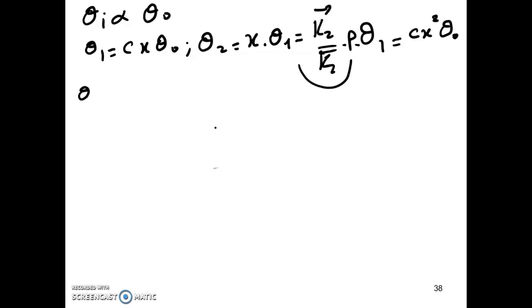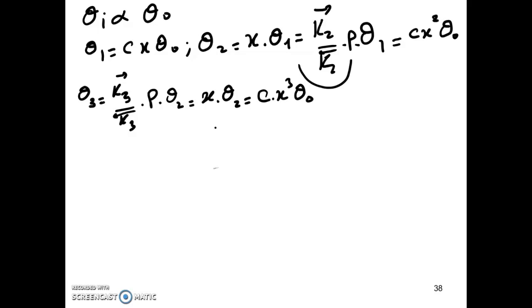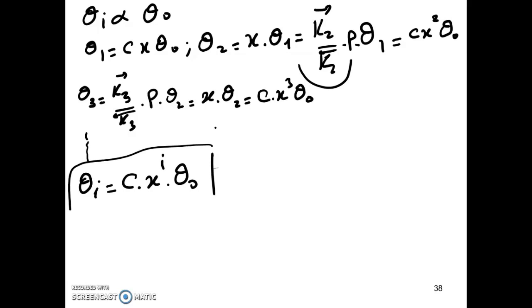So if we determine theta 3, it will be K3 adsorption over K3 desorption times P times theta 2. So here X theta 2, and if we replace theta 2 by its value, we get Cx cubed theta 0. Thus we'll be able to determine theta I as Cx^I times theta 0, and by this way we determine a correlation between theta I and theta 0 as a function of C and X power I.